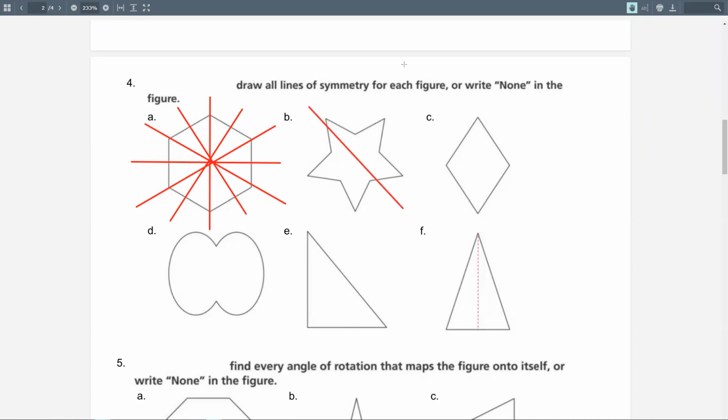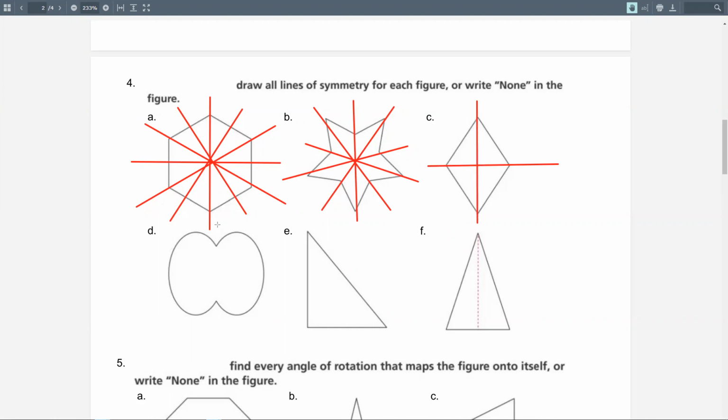Here you have 1, 2, 3, 4, and then 5. And then here you have 1 and 2. Here you can do vertical or you can do horizontal. Here we can do one diagonal one and then one that's up and down.